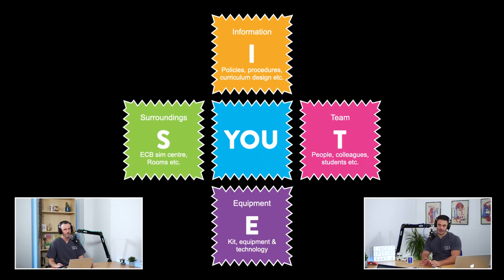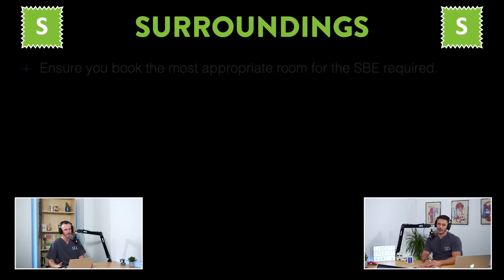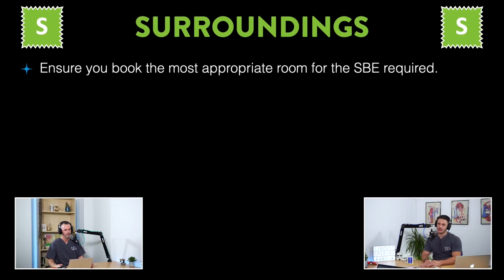SITE stands for surroundings, the S is for surroundings, the I is for information, the T is for team, and the E is for equipment. We're going to go through each of those now and consider how we might need to think about those things when we're planning simulation. Let's unpack that a little bit. When you mention surroundings as part of the SITE model in the context of planning simulation, what do we really mean by that? We mean the physical environment in which you're going to deliver that simulation event.